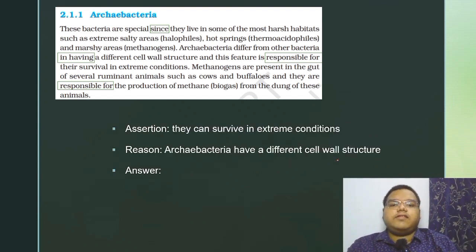Next, assertion: they can survive in extreme conditions. Reason: Archaebacteria have a different cell wall structure. Yes, right, both are correct and the reason is the correct explanation of the assertion. So the answer will be option number A.